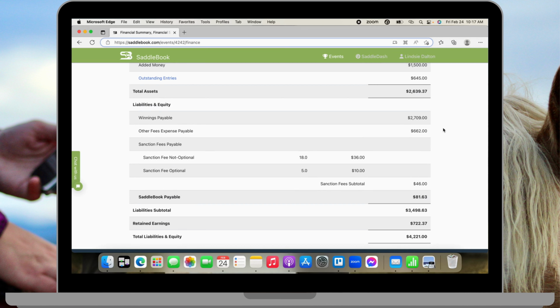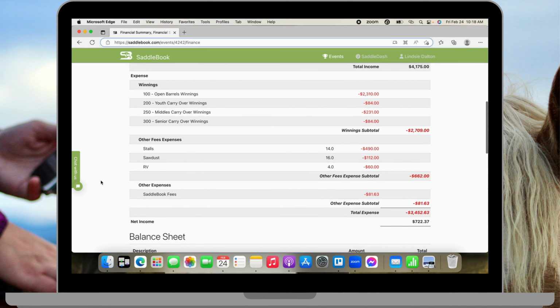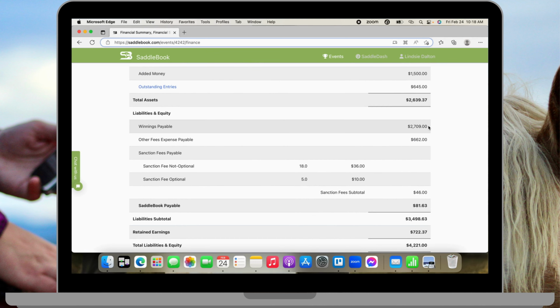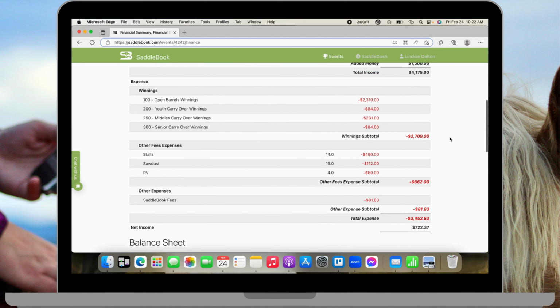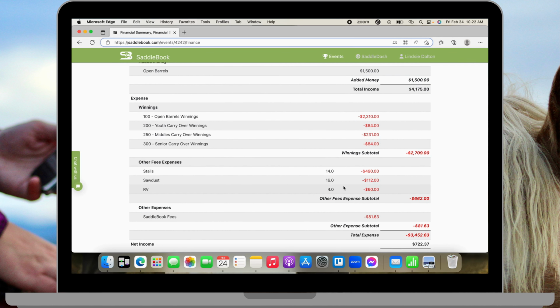After that, it's going to bring your liabilities and equity. Your winnings payable is that amount that was able to be paid from your winnings. So that's back in your expenses. You'll see your total winnings expense. It's the same number as winnings payable. Your other fees expense payable is $662. You can find that same $662 up in your expenses. So your other fees expenses, that total number is $662.